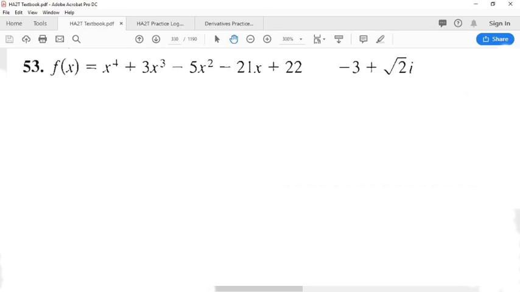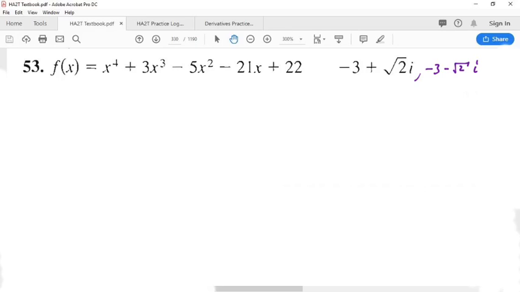Okay, so if this was one of the zeros, and our job is to find all the zeros of this, we've got to take this zero out of this. How do we do that? Well, if this is a zero, you guys know the other zero? Yeah, the other zero is -3 minus square root of 2i. I bet you didn't think of that one, did ya?